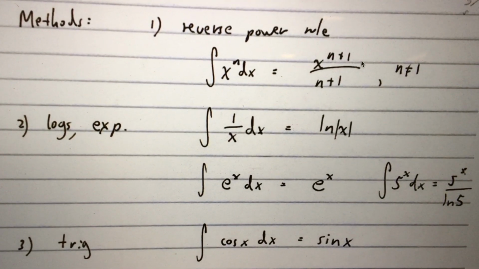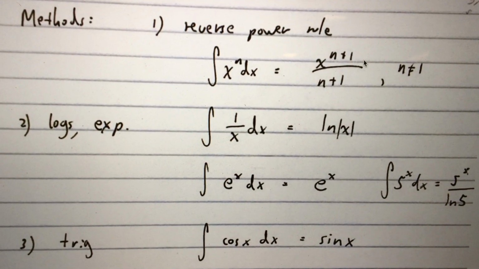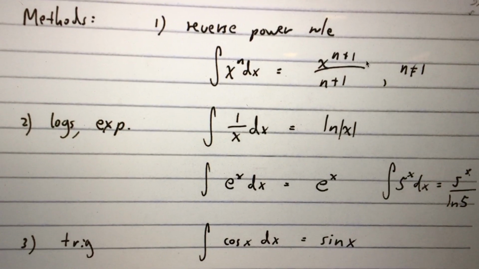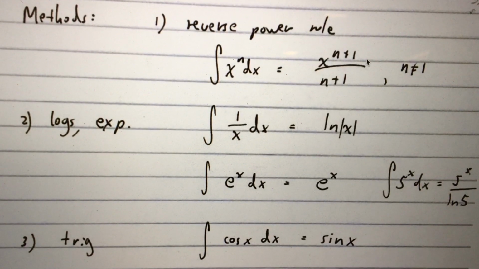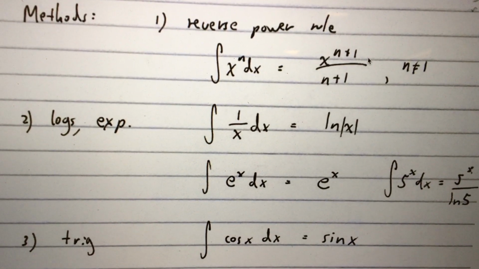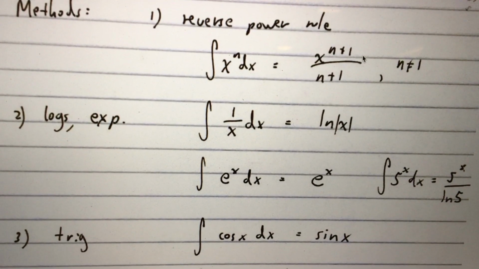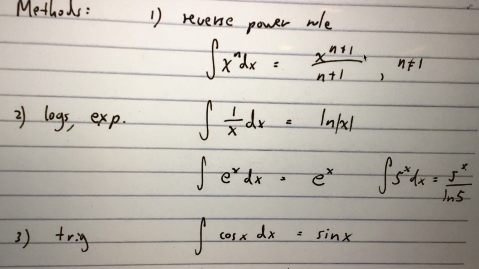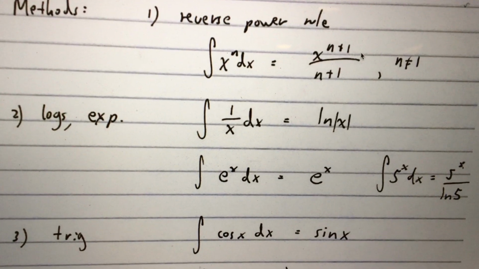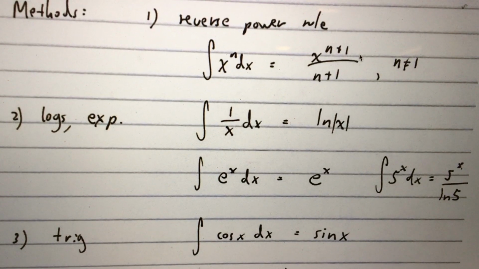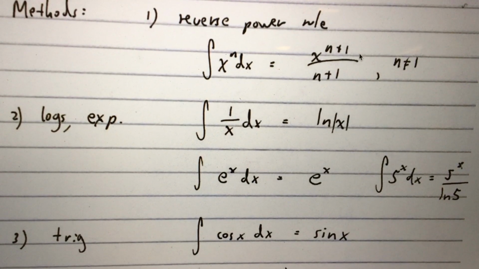antiderivatives for logs. You've got the antiderivative of 1 over x is the natural log of x, absolute value, instead of using the reverse power rule. That's a special case. And the antiderivative of e to the x is itself. Then if you have a different base, like 5 to the x, you have to also divide by natural log of 5. That rule does work for e also, since natural log of e is 1, you'd just be dividing by 1.